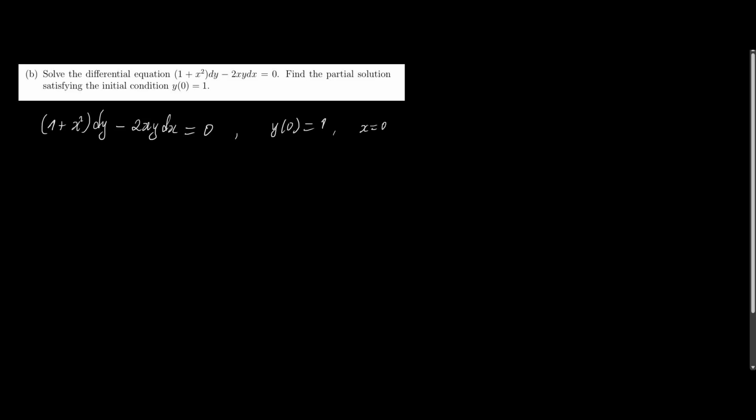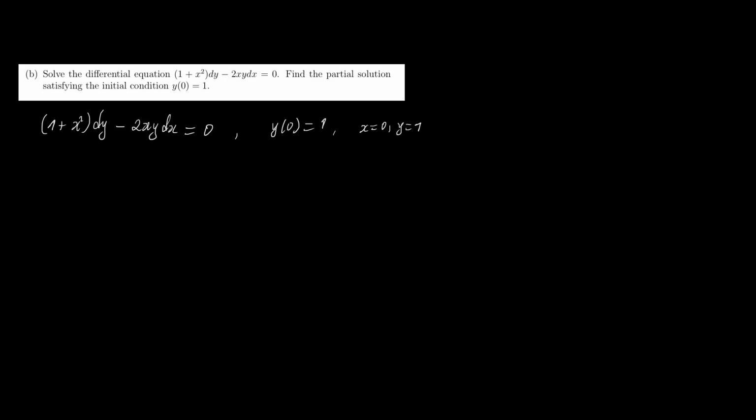So our differential equation is (1 plus x squared) dy minus 2xy dx equal to 0, and our initial condition is y(0) equal to 1. So here we know that this condition is simply x equal to 0 and y equal to 1. Good. So we need to solve this differential equation. By the way, this is called an ordinary differential equation.